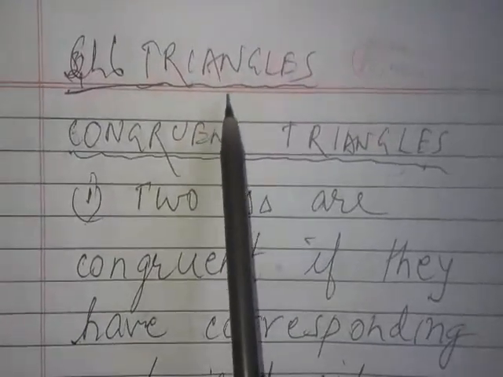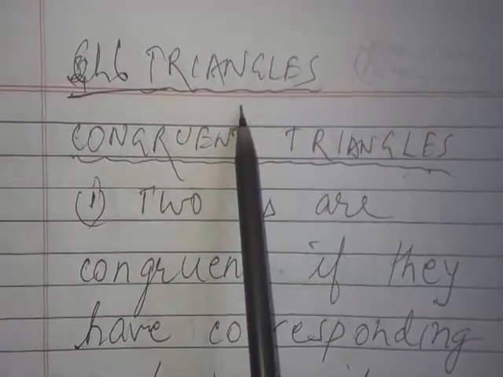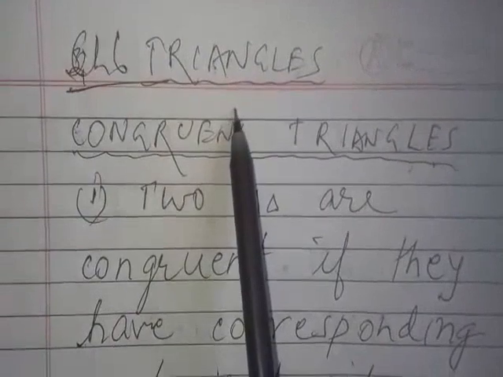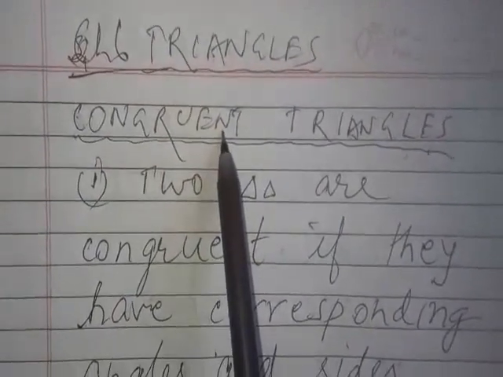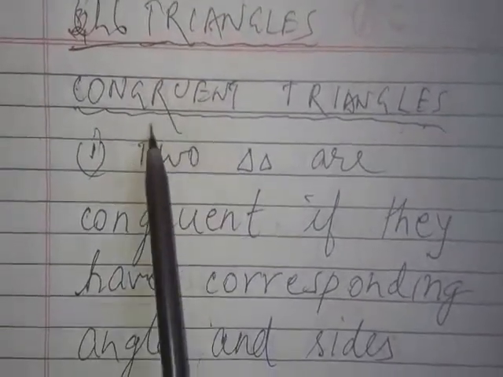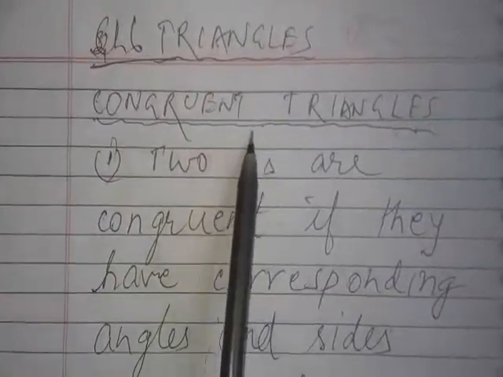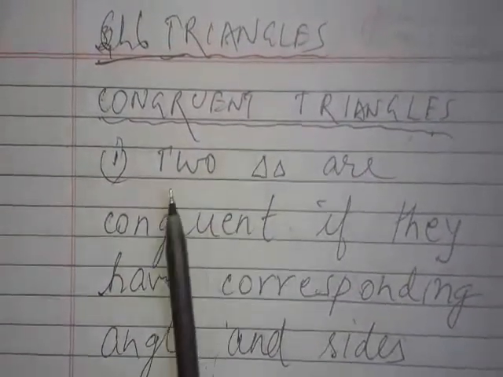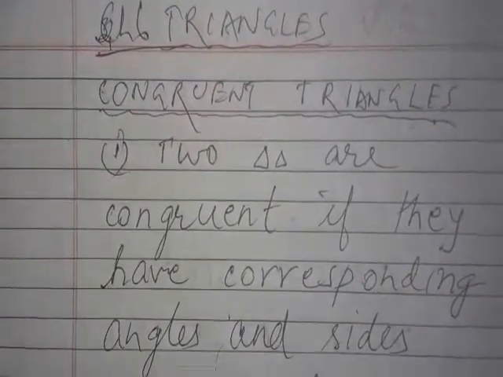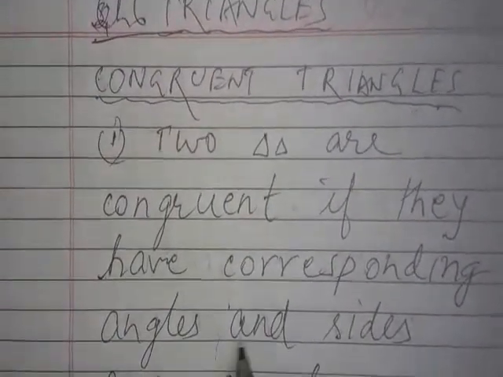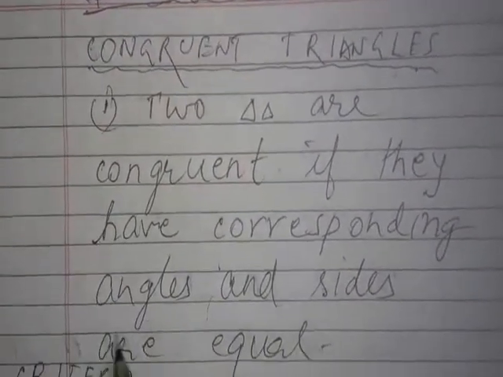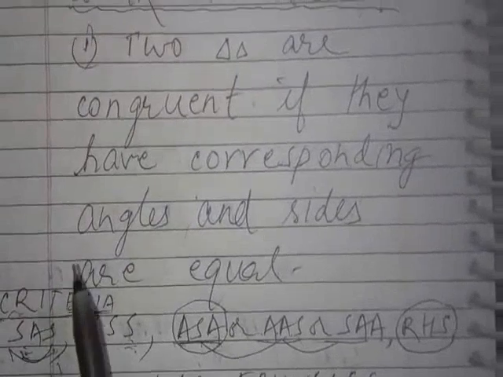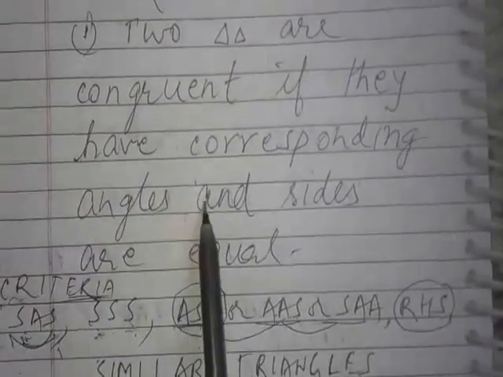This chapter about triangles you have studied in standard 9 also, about the congruency of triangles. As you all know, two triangles are congruent if their corresponding angles and corresponding sides are equal to each other. We have various criteria for congruency of triangles.